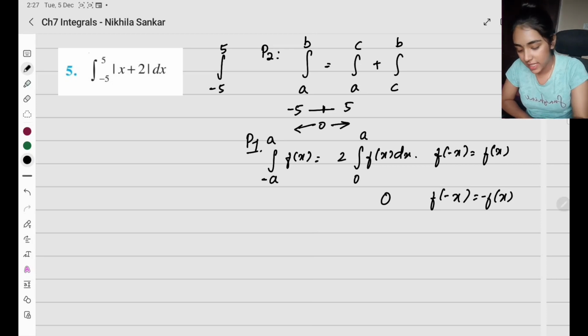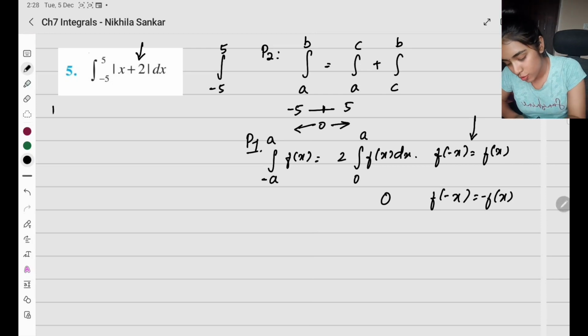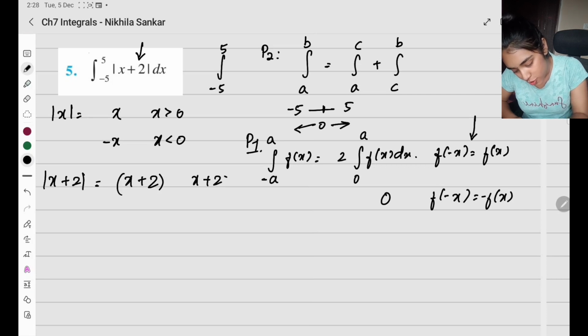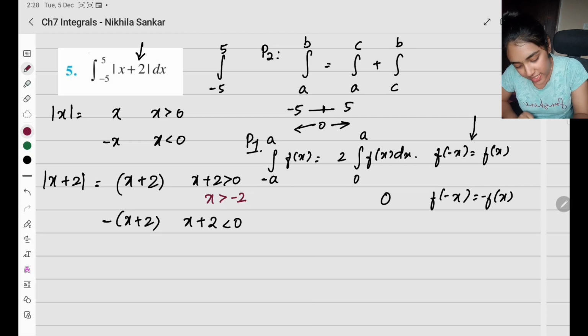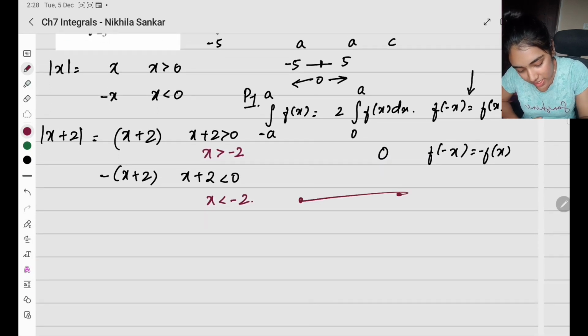But in that, I see that I have a mod function. I cannot really say if this is going to be an even function or an odd function. Correct? There are going to be two different values. And x mod is given, and x plus 2 is also given in mod. So you know that mod x will take positive value and negative value when x is greater than 0 and x is less than 0. Similarly, what will we get for x plus 2? X plus 2 can be positive x plus 2 when x plus 2 is greater than 0 and negative x plus 2 when x plus 2 is less than 0, which means I can split the values into x greater than minus 2 and x less than minus 2. Correct? We can split the integral like that. So I have minus 5 to 5 and in between I have minus 2.